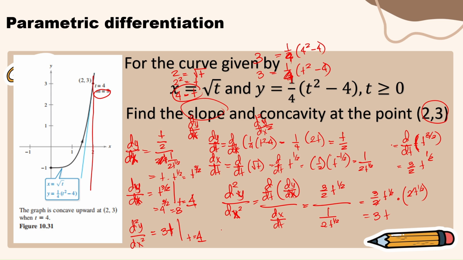Then our concavity is equal to 3 times 4 or 12. So the concavity is 12, which is greater than 0, or positive yung ating second derivative. That tells us that for the given point up to this one sa start ng ating parametric equation is that it opens upwards.